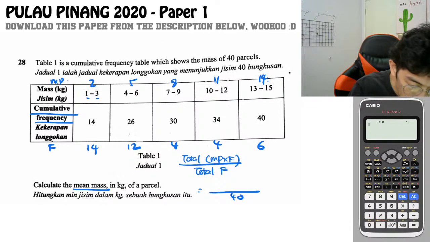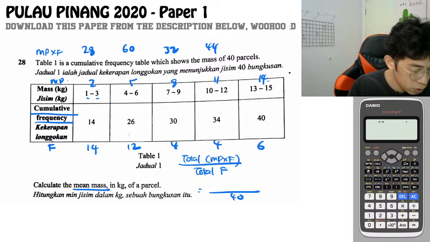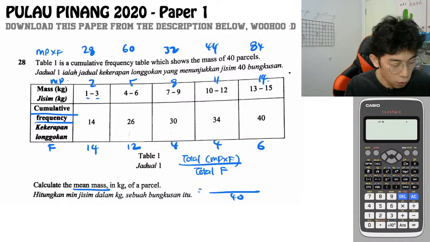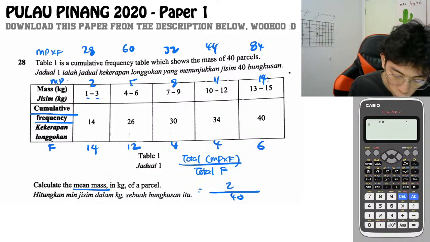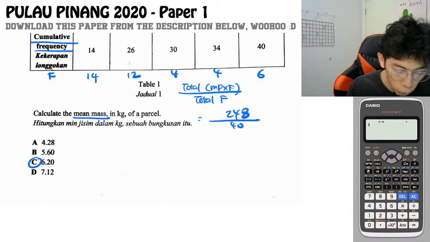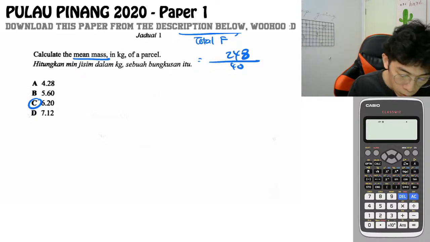So I put here midpoint times frequency. Just now what is it? The first one is 28, then 60, then 8, 4, 32, 44, then 14 and 6. Sorry, I have to times it. 28 plus 60 plus 32 plus 44 plus 84. 248 divided by 40. 6.2. Okay, C. Easy. Okay, the next one.